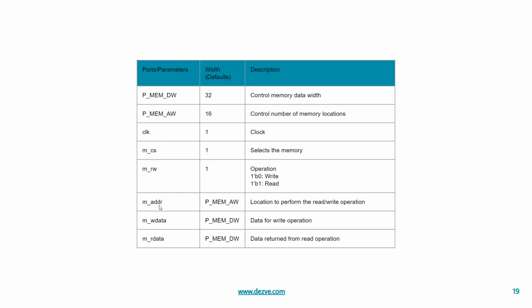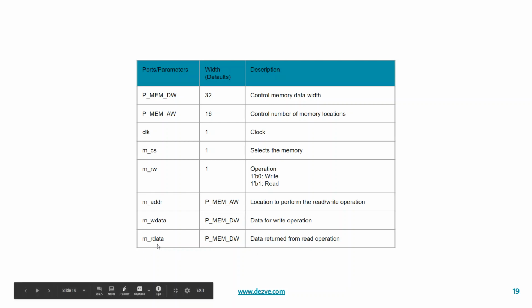Now for write, we need what data to be written at that particular location. So MW data provides the data for the write operation, and again the data width is equivalent to pmem data width. Similarly, for the read operation, we need a port to return the data read from that location. So mr data is the output port which will return the value after the read operation.